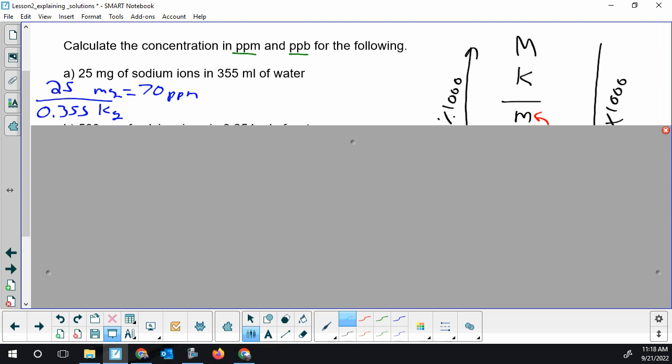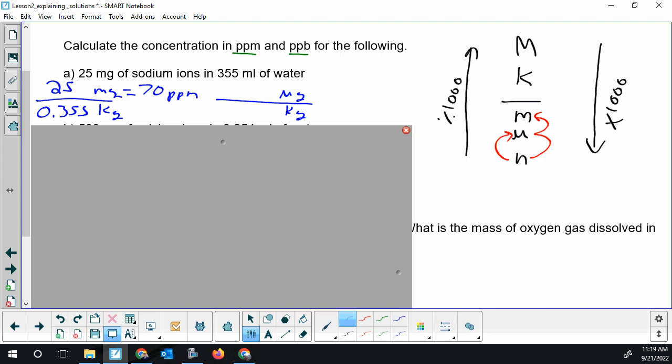When I did parts per billion, I did micrograms per kilogram. So I had to go from milli to micro. Milli to micro is going down a jump, so it's a multiply by 1,000. So that's 25,000 micrograms, and the kilograms are the same as the parts per million. And I got 70,000 parts per billion.